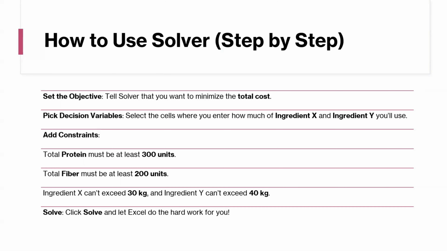How to use Solver step by step. Set the objective. Tell Solver that you want to minimize the total cost. Pick decision variables. Select the cells where you enter how much of ingredient X and ingredient Y you will use. Add constraints. Total protein must be at least 300 units. Total fiber must be at least 200 units. Ingredient X can't exceed 30 kg and ingredient Y can't exceed 40 kg. Click Solve and let Excel do the hard work for you.